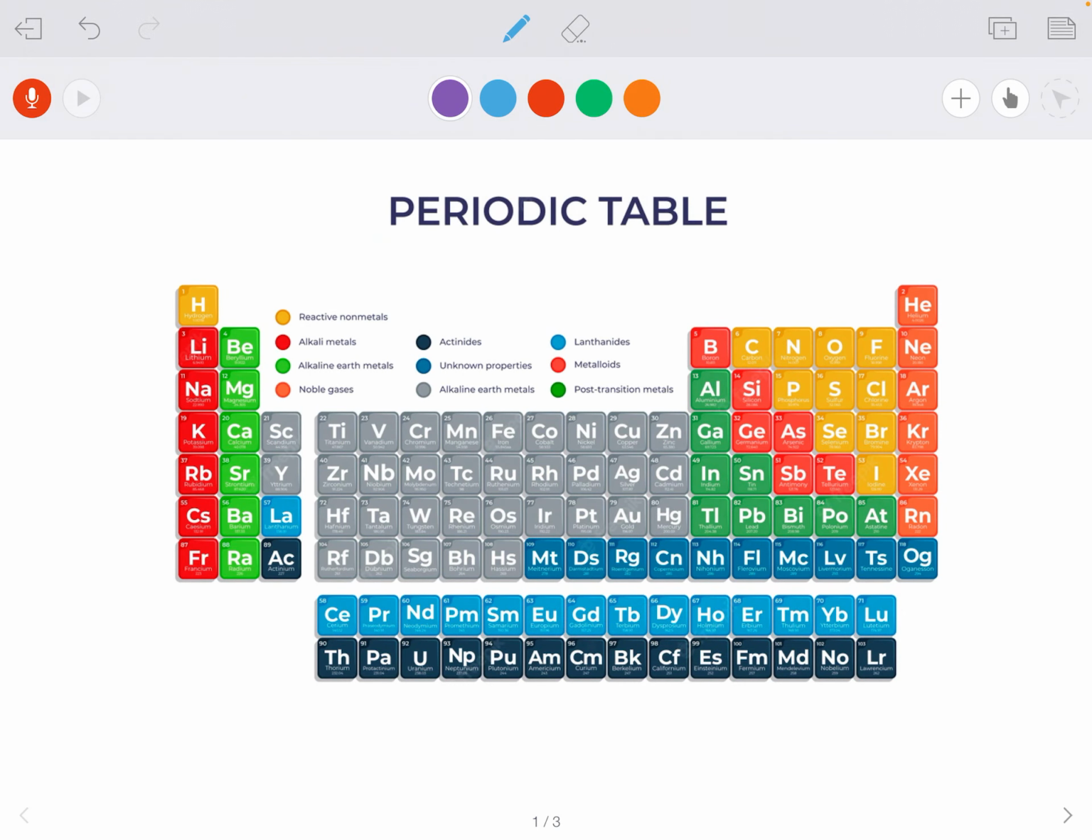Now, looking at the periodic table, the easiest way to figure out what the charge on the atom is going to be is by looking at what column of the periodic table you find the atom in. Now, we're going to ignore this whole middle part of the table. So up here, these are the transition metals.